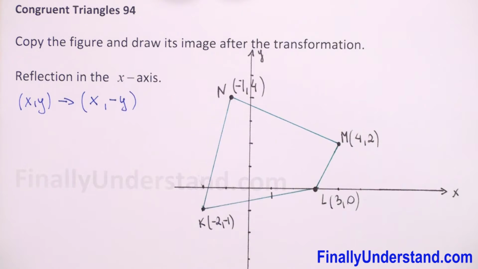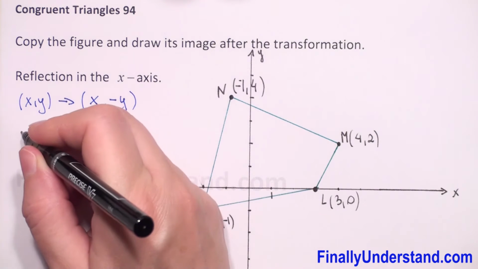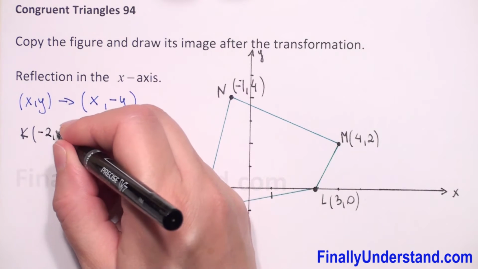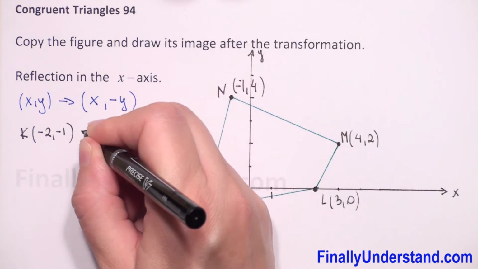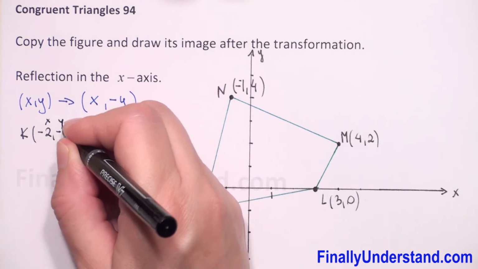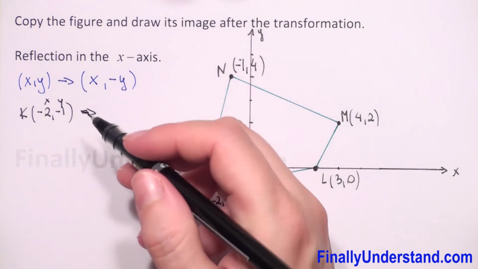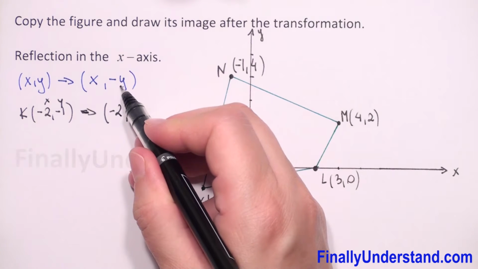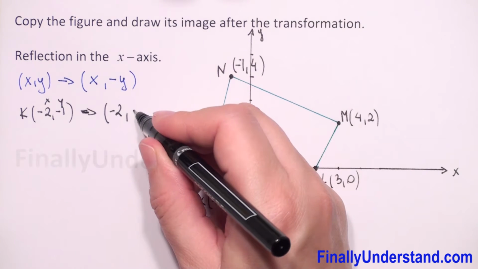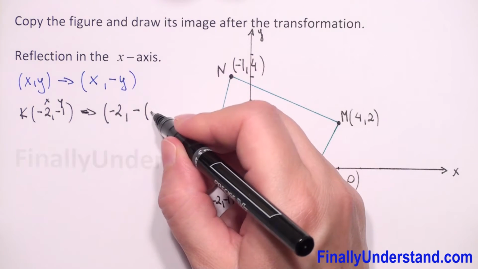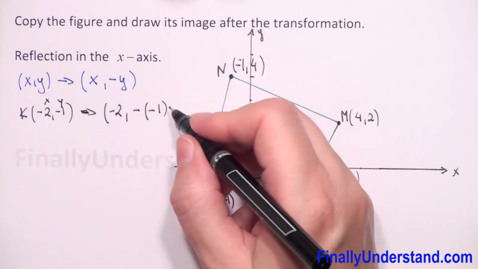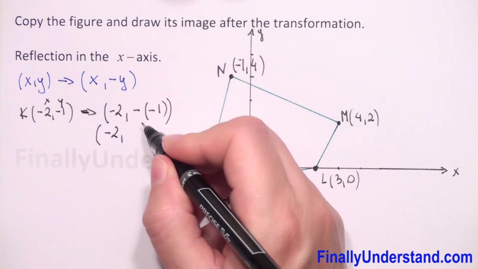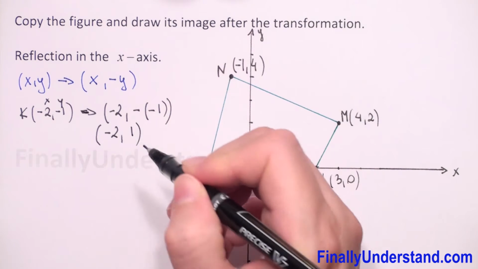So now let me put the first point. K has coordinates (-2, -1). So this is our x, this is our y. Now we see that x stays the same, so we have -2, and y we have to multiply by -1. So we have a negative sign, and in parentheses I will put -1 because y is -1. So now our point K has coordinates (-2, 1), because a negative times -1 gives me +1.